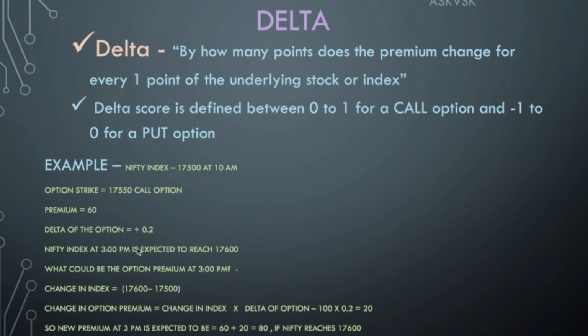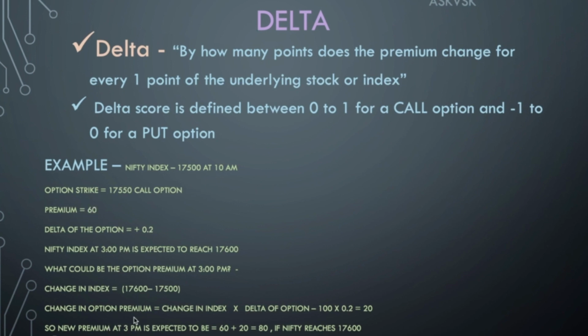So by how much do we do the calculation here? The change in index is 17,600 minus 17,500. So a 100-point movement has happened between 10 a.m. and 3 p.m. in Nifty. So if 100 points have moved up on the underlying asset, which is the Nifty index, then my option premium, which was 60 rupees at 10 a.m., how much would it have moved?